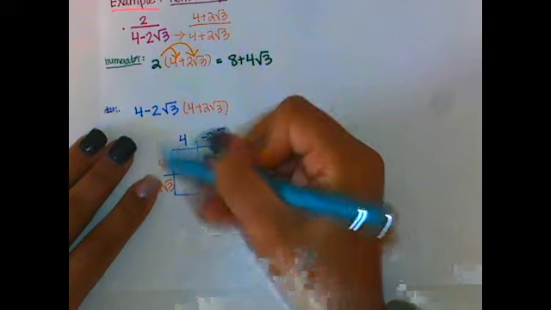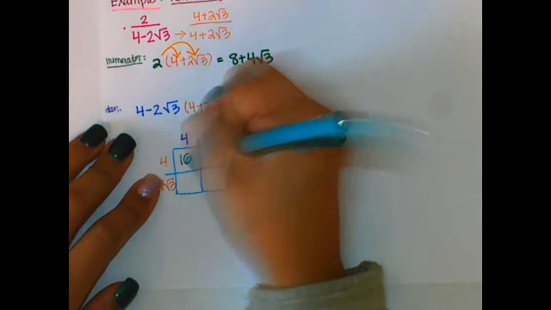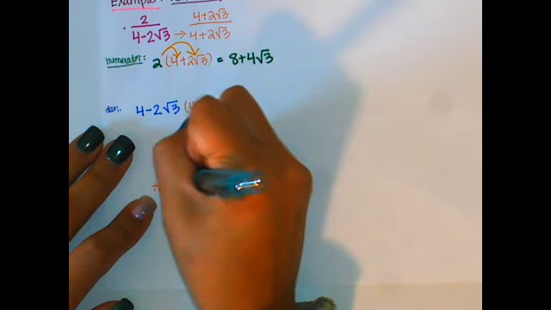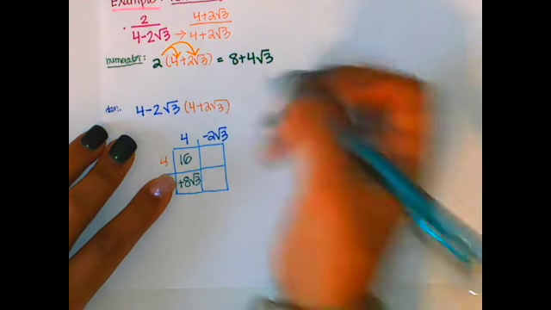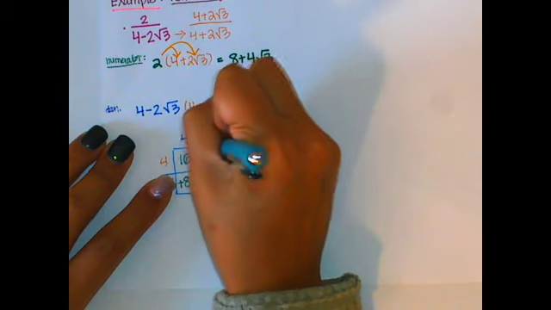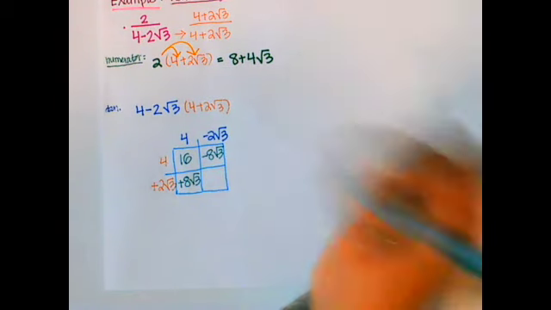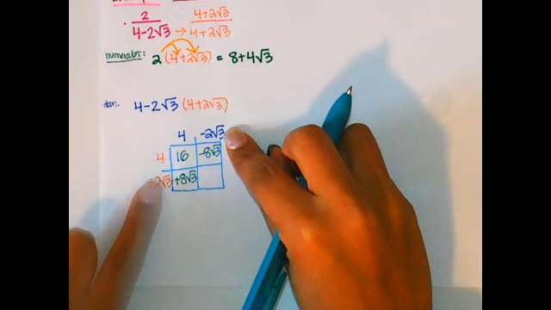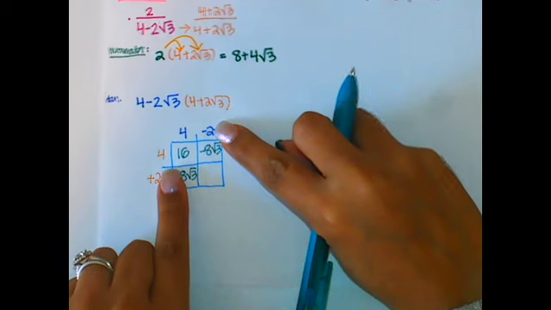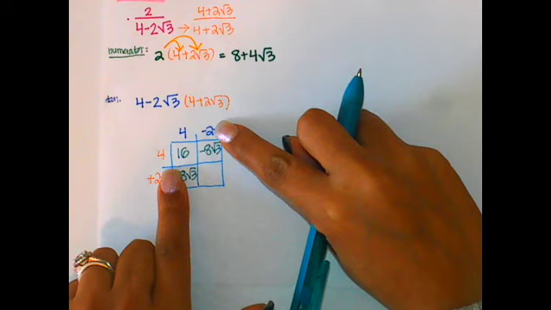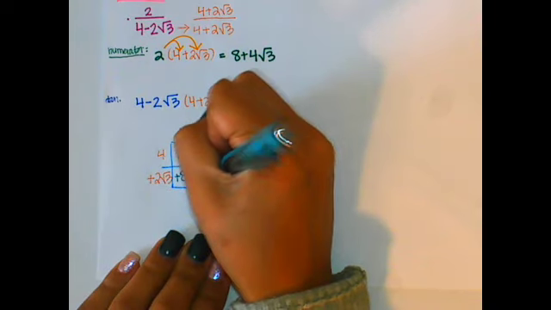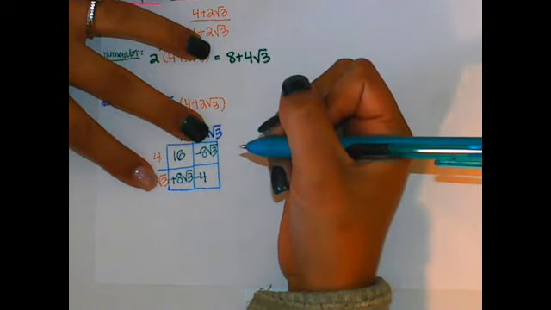All right, so 4 times 4 is 16. 4 times 2 radical 3 is going to be a positive 8 radical 3. 4 times negative 2 radical 3 would give me a negative 8 radical 3. Now this one might look a little tricky, but we're going to focus on the outside numbers first. So what is negative 2 times positive 2? That would give me a negative 4. And then we're going to look inside of the radicals. So what is radical 3 times radical 3? That would give me radical 9.